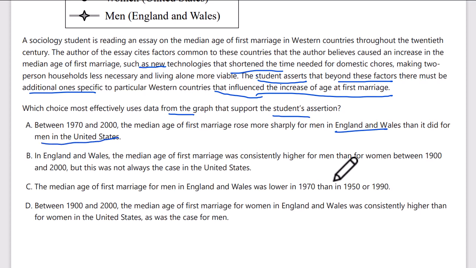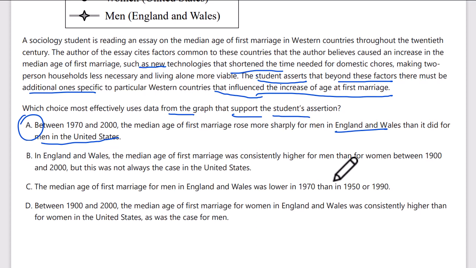Okay. Note, this does not say anything about the women. That was true for the women too. But this is evidence from the graph that supports the student's assertion. It might not be all the evidence to support it, but it is evidence that supports it. So this looks good. Let's check the other answer options.